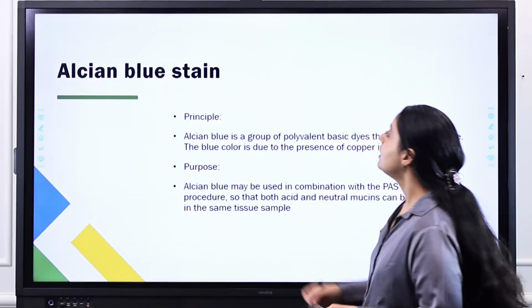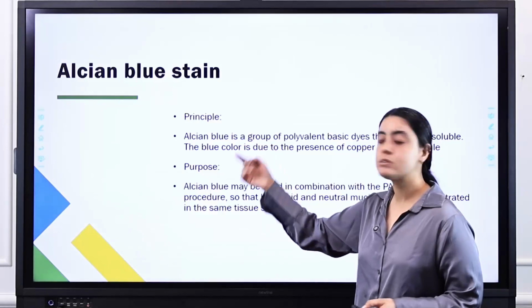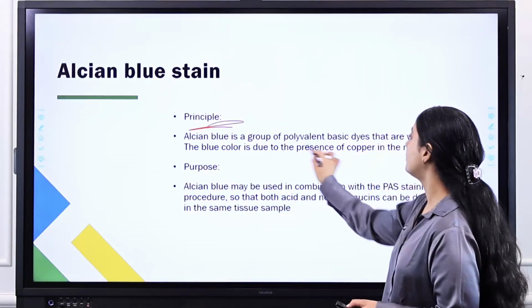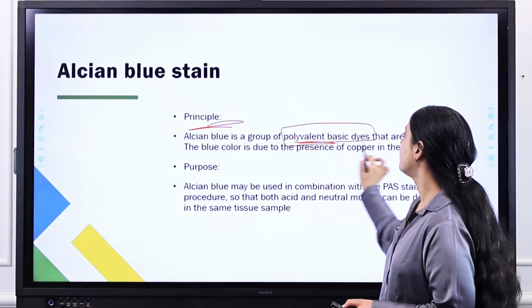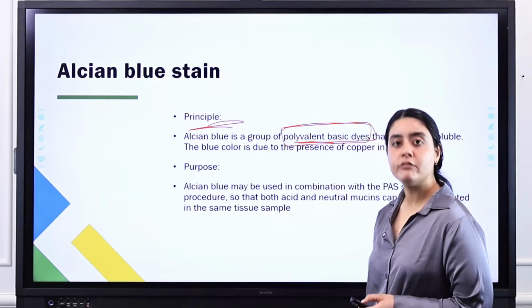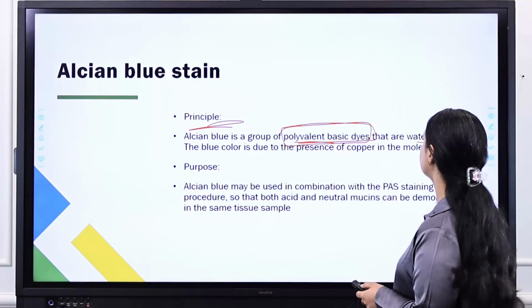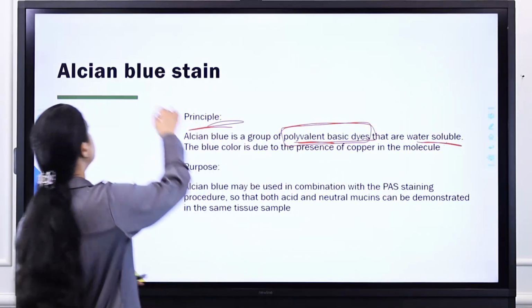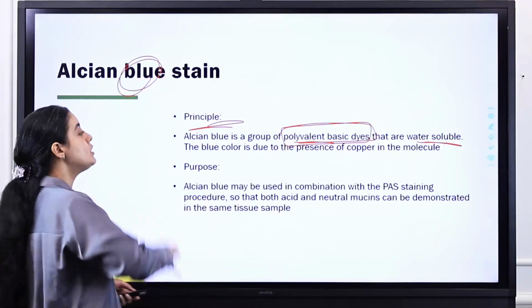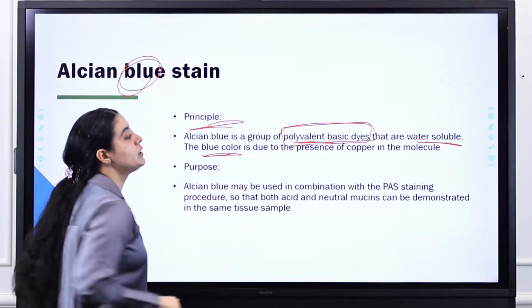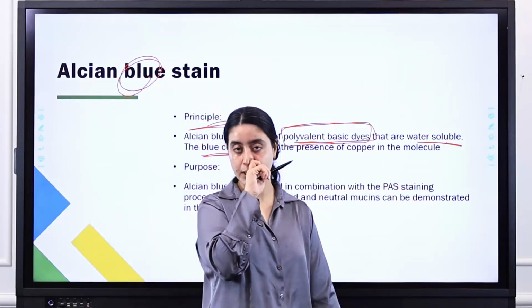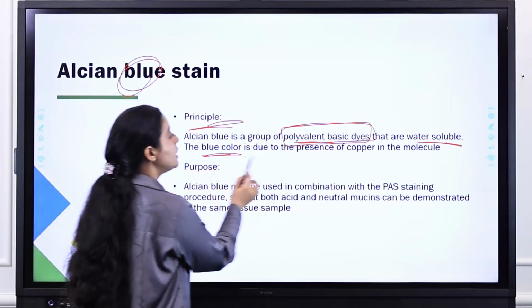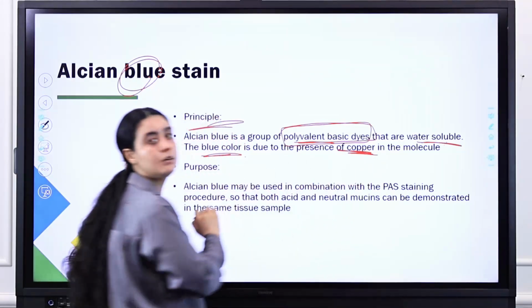Now we'll proceed with the Alcian blue stain. So what is the principle of Alcian blue stain? It is a group of polyvalent basic dyes. You have to know that it is a group of polyvalent basic dyes and they are water soluble. Also, as in the name, Alcian blue gives the blue color due to the presence of copper in the molecule. When it reacts in the presence of copper, it gives the blue color.